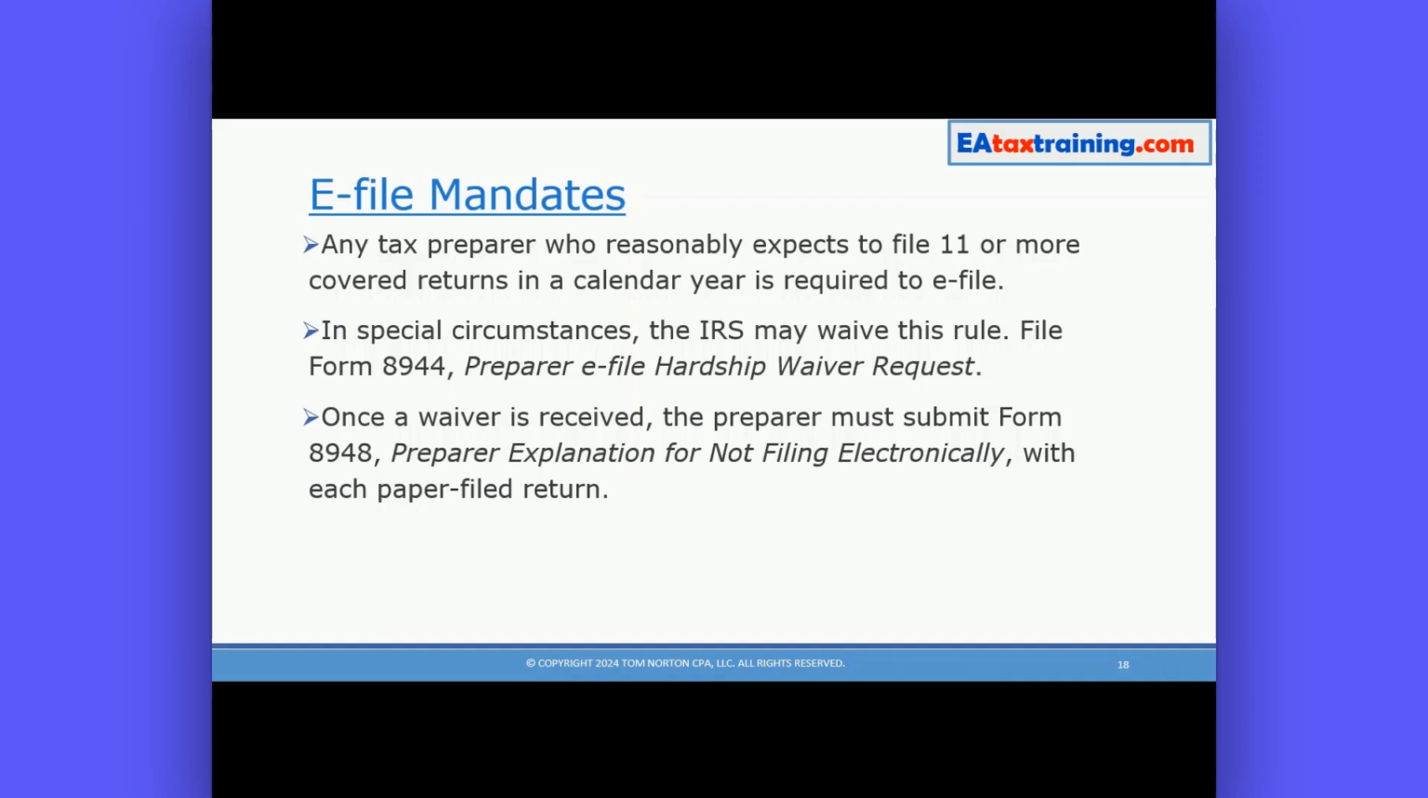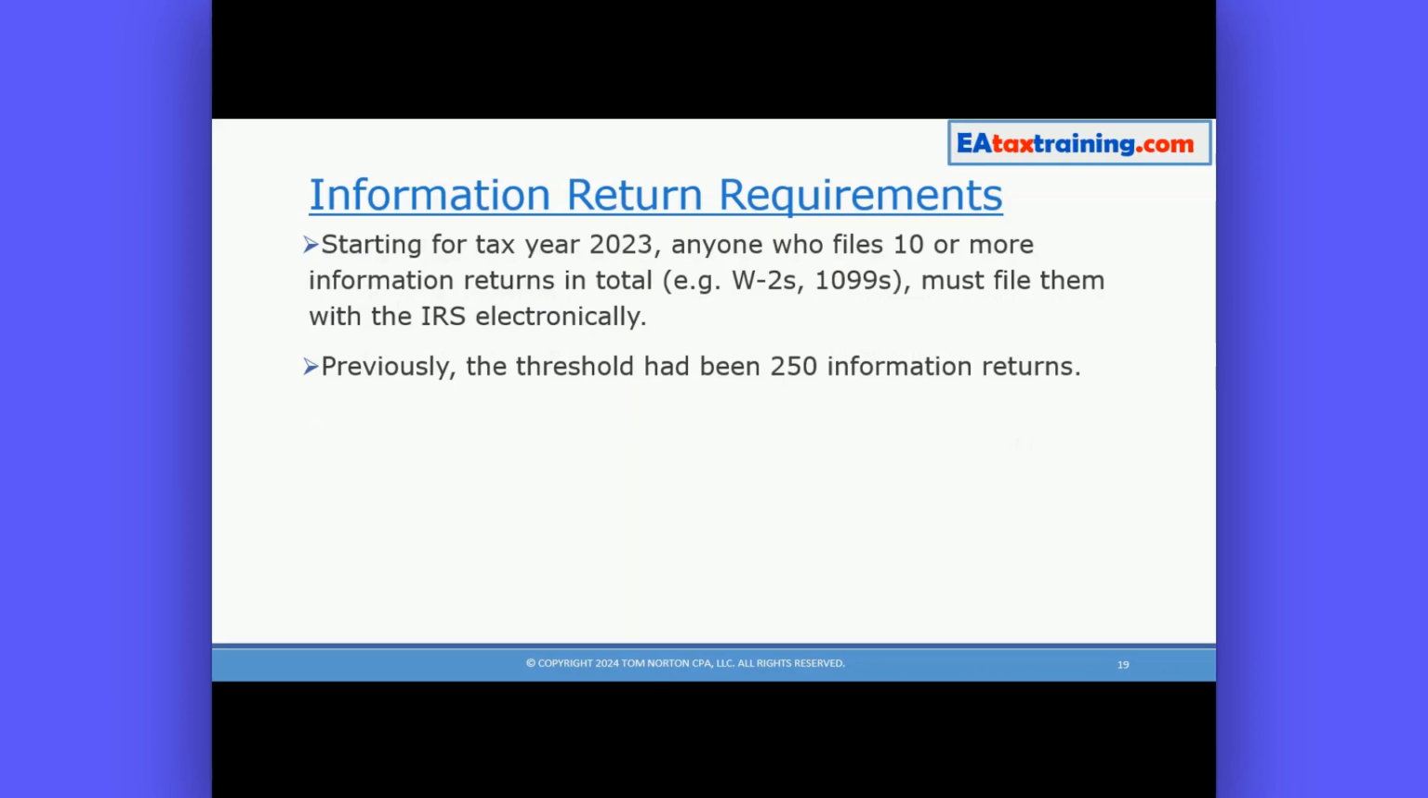For information returns, we talked about this previously, but when you are filing W-2s, 1099s, etc., if you are going to file 10 or more of those, then you must file electronically. And that is a new rule for 2023. So look for a question on that on the 2024 exam, because the old threshold used to be 250. So that's a big drop. A lot of taxpayers who used to not have to file electronically now do have to file electronically.